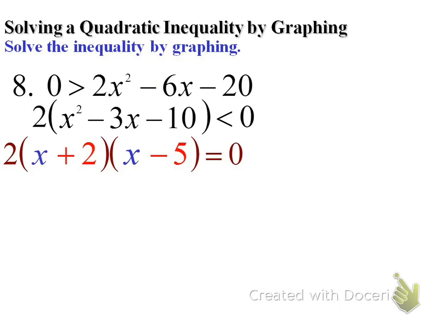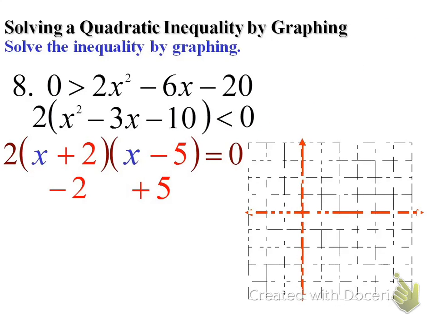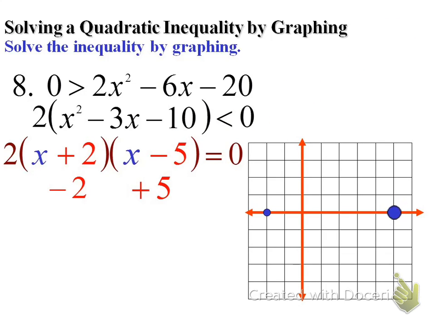So where are my intercepts here? -2 and +5. Good. I did the multiply add. Multiplies to -10, adds to -3. So why did you take 2 out first? We always take a 2 out first. If there's a greatest common factor, you always do that first.